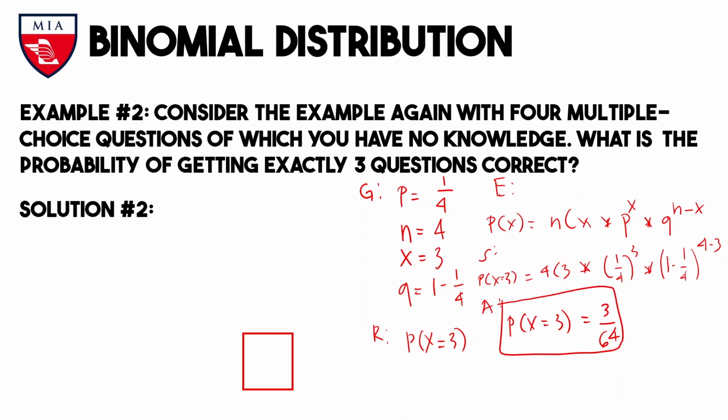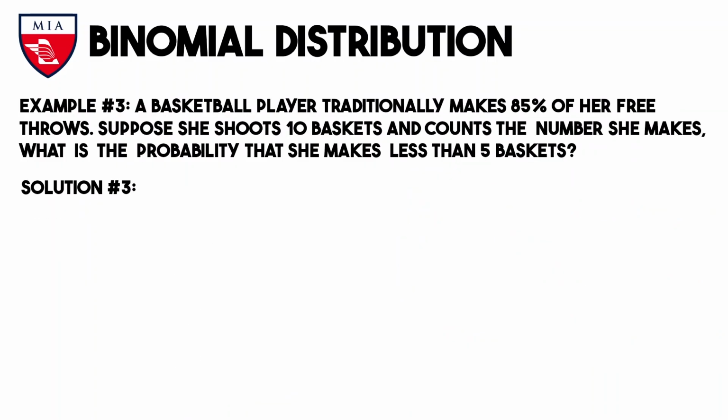Example. So let's go to example number 3. A basketball player traditionally makes 85% of her free throws. Suppose she shoots 10 baskets and counts the number she makes. What is the probability that she makes less than 5 baskets? Okay, so let's solve this problem. First we will determine the givens.